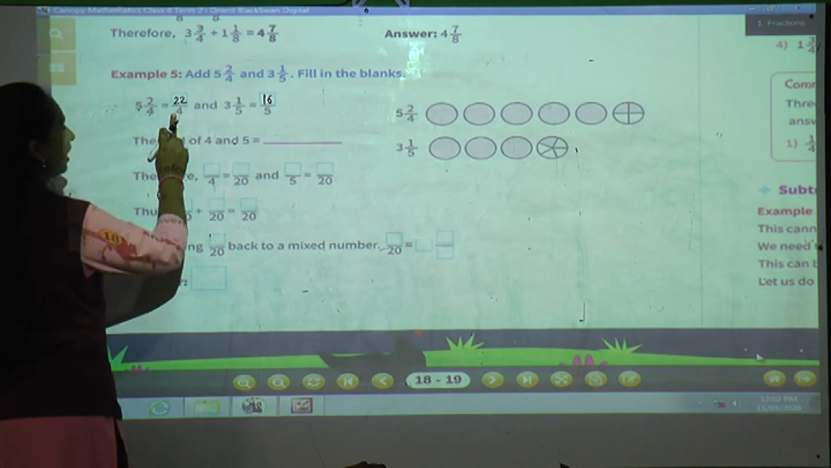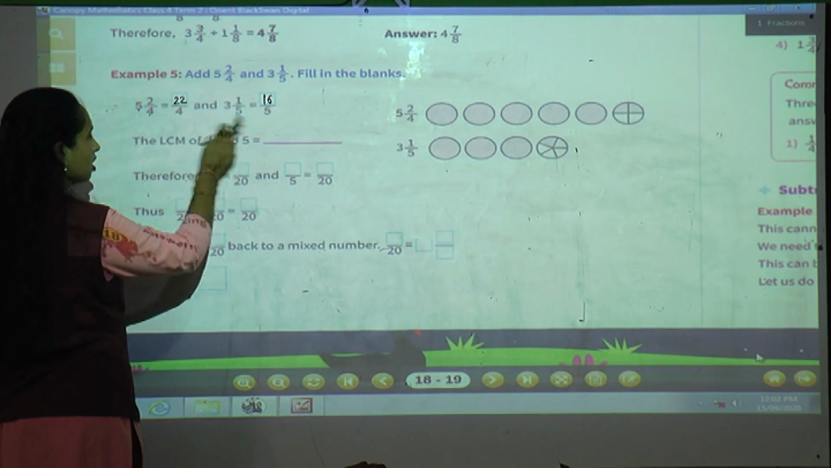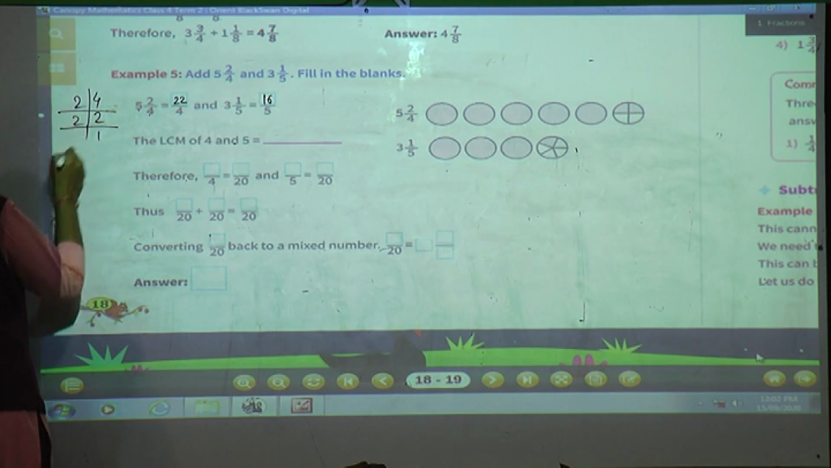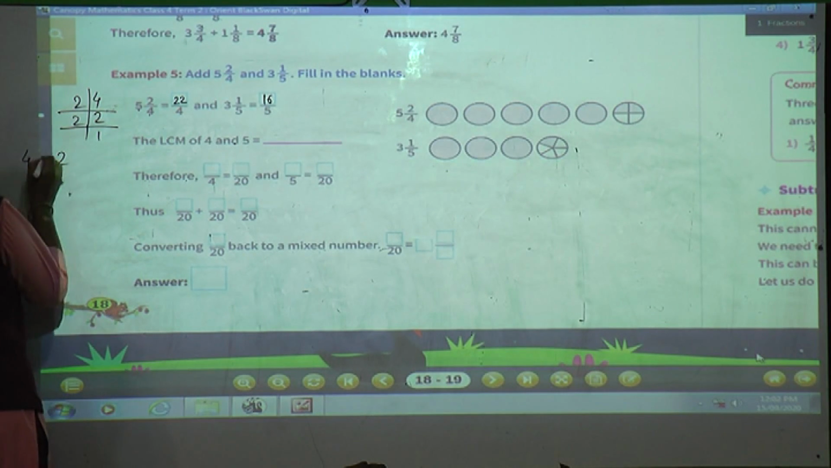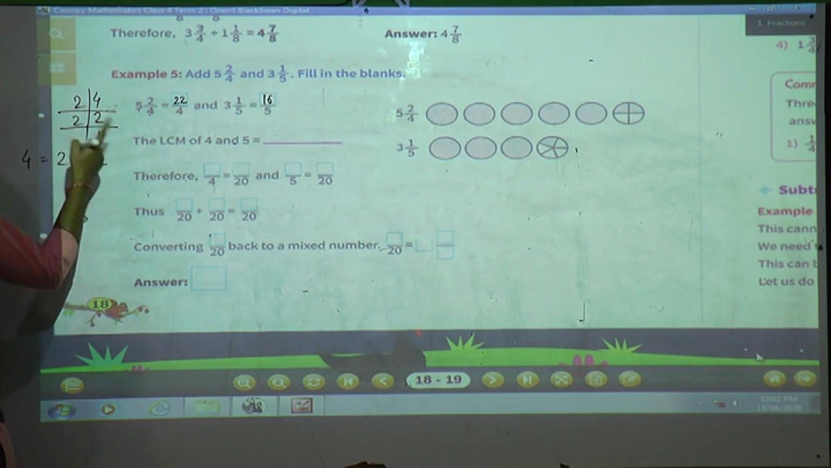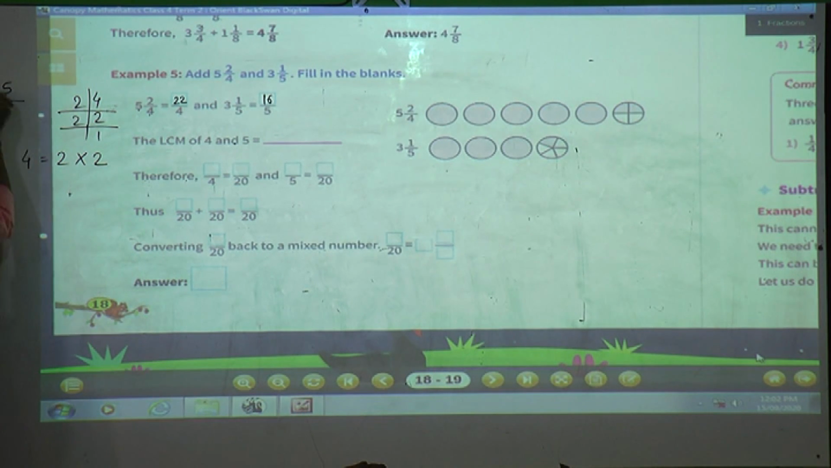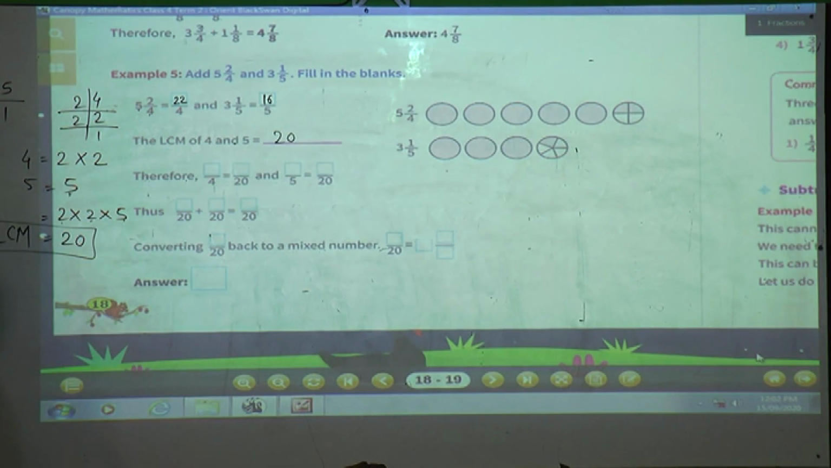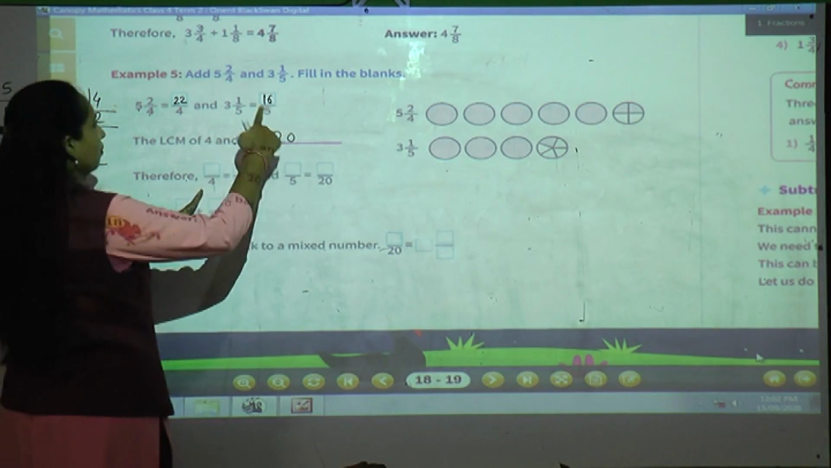Now we have to find out the LCM of 4 and 5 because the denominators are not the same. See here, 2 2s are 4, 2 1s are 2. The multiple of 4 is 2 multiplied by 2. And what about 5? 5 1s are 5. The multiple of 5 is only 5. So multiply all together. 2 2s are 4, 4 5s are 20. The LCM of 4 and 5 is 20. So write here 20. Isn't it? So therefore, what are the numbers?